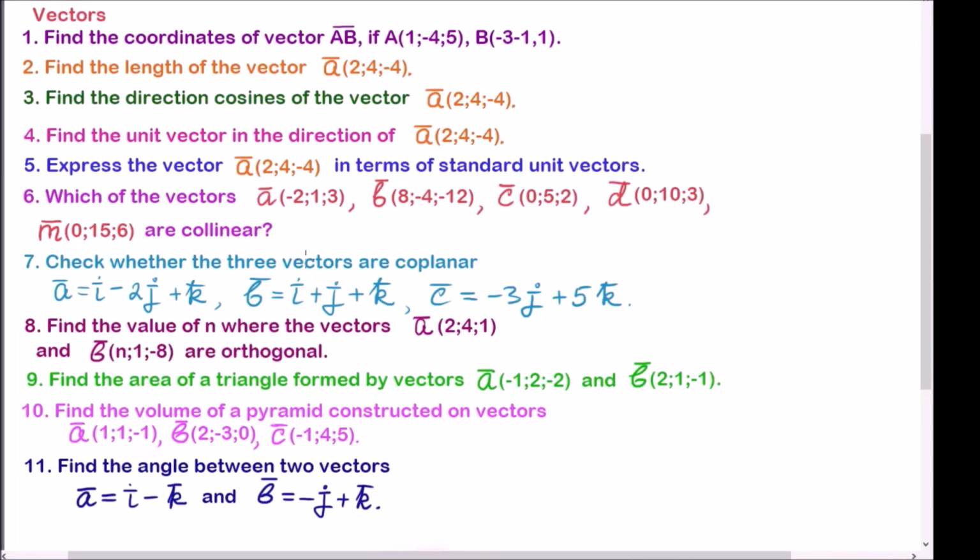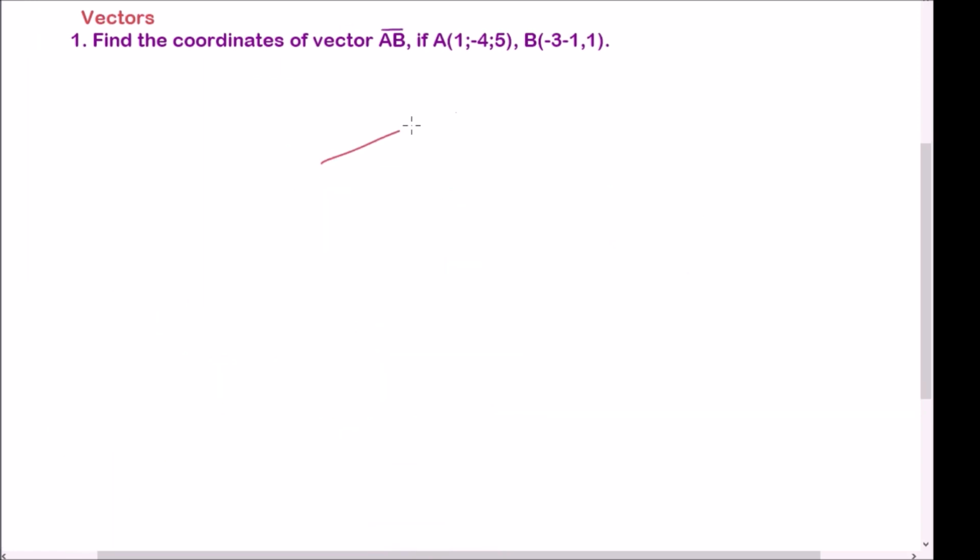We have some examples with vectors. Let's consider their solutions. How to find the coordinates of the vector AB if we know the coordinates of the initial and terminal points of the vector AB. From the coordinates of the terminal point of the given vector, -3, -1, 1, we subtract the coordinates of the initial point, 1, -4, and 5.